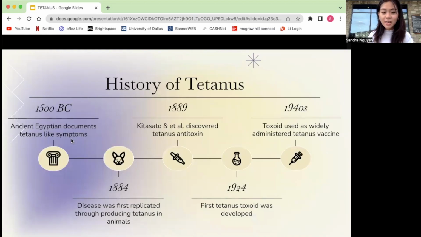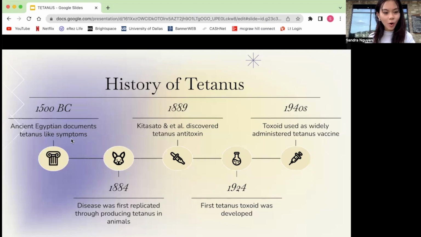So now I want to talk about the history of tetanus, starting from approximately 1500 BC with ancient Egyptians' documentation of tetanus-like symptoms. And then in the 4th century BC, Hippocrates wrote about tetanus symptoms being associated with wounds. In 1884, we get the first clear connection between tetanus and soil when Arthur Nicolaier injected animals with soil samples, and then they developed those characteristic signs of tetanus. Then in 1889, Kitasato showed that the bacterium could produce the disease when injected into animals and that the toxin could be neutralized by specific antibodies.